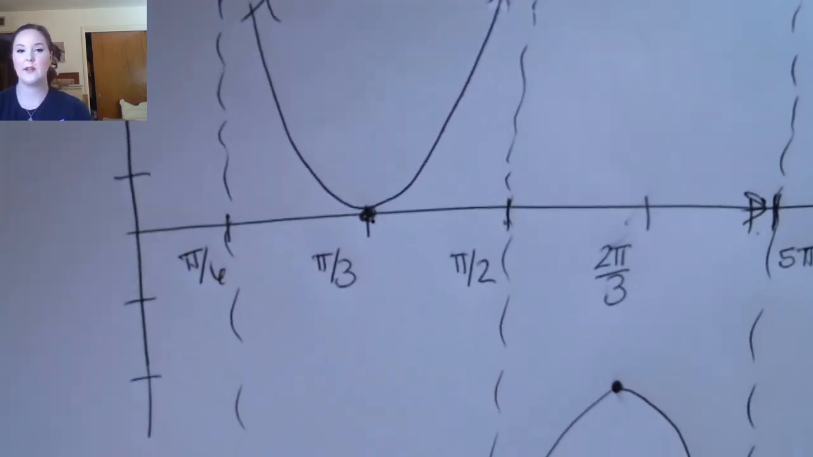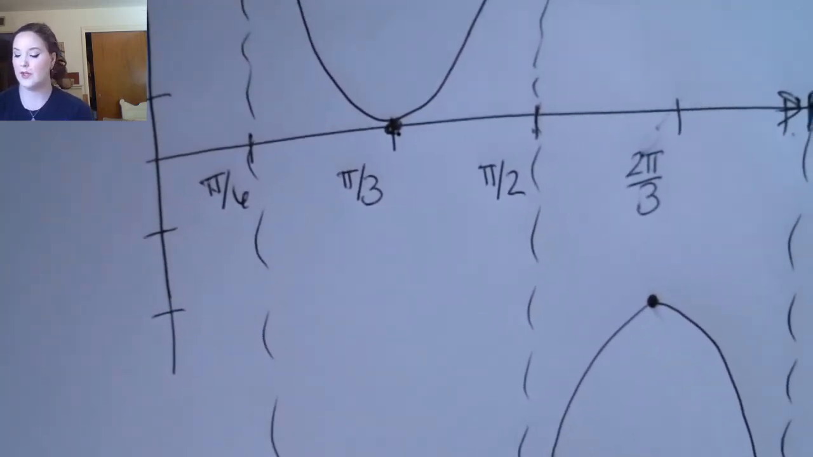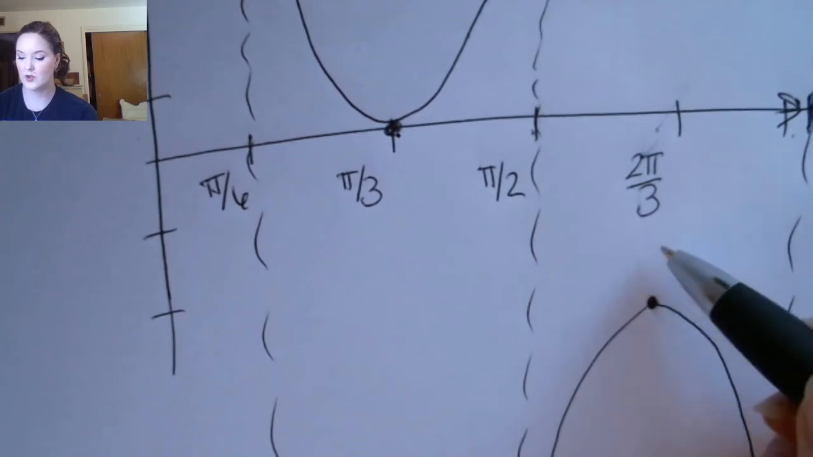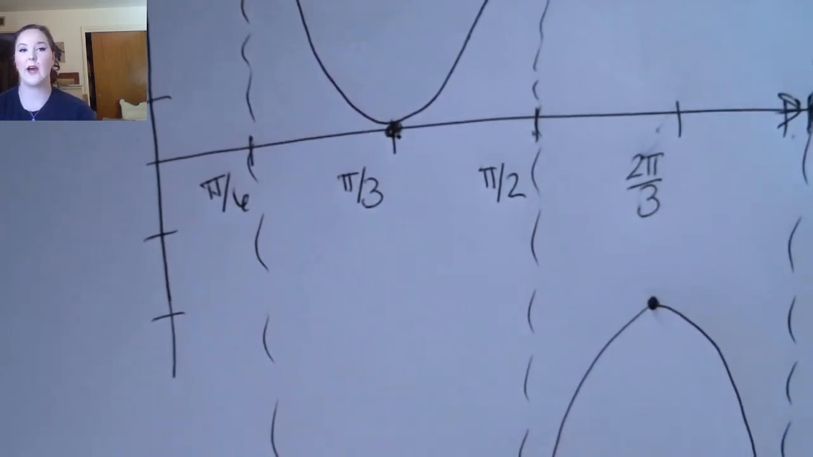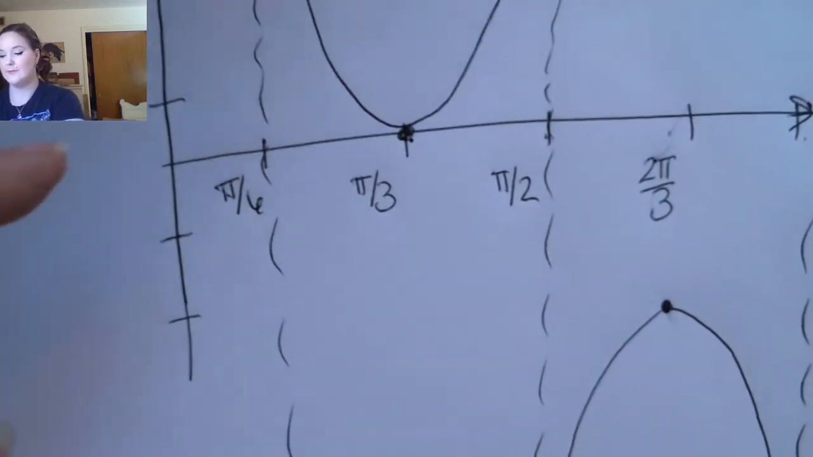Unlike the previous example, because these are just shifted, they're still 2 units apart. They're just further down, where when you stretch them, they'll actually get further apart. Okay, let's do another example with secant.